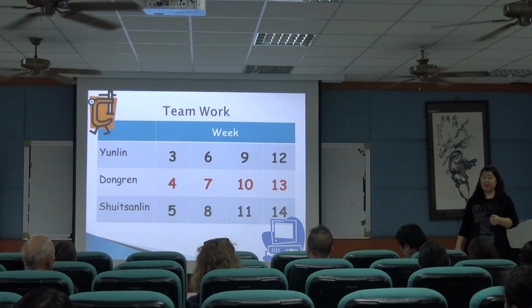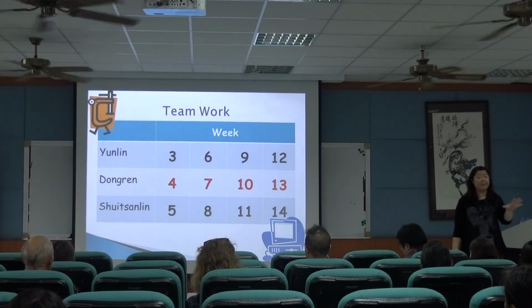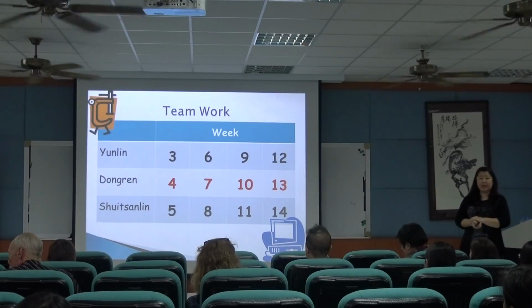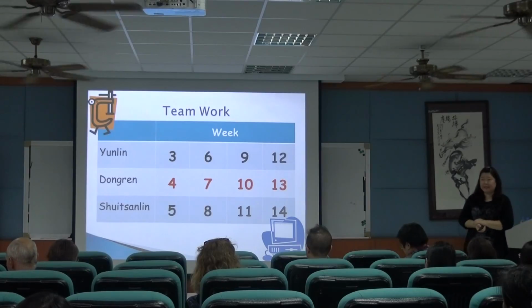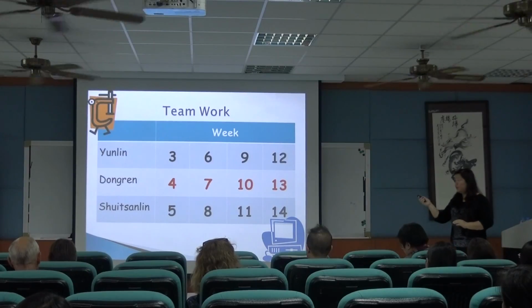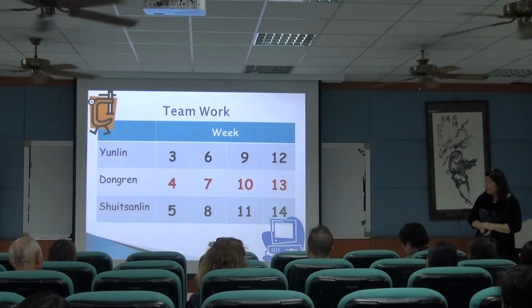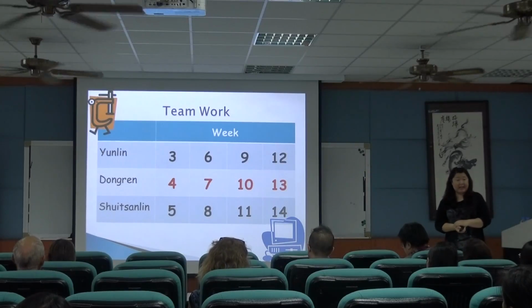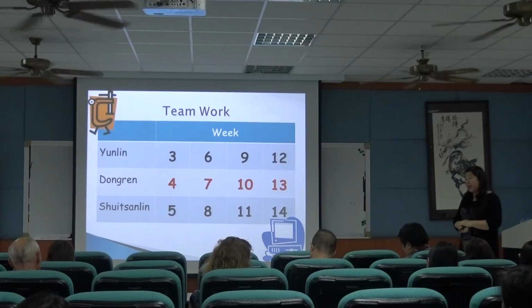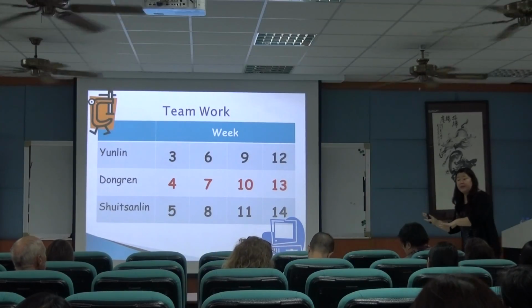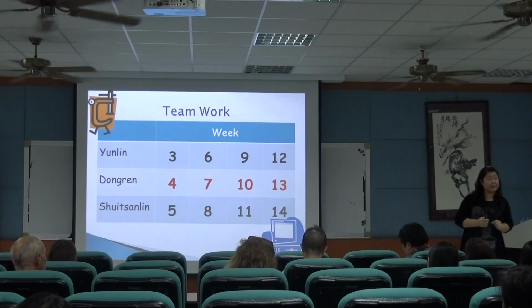Now, for the teamwork, we'll follow the same pattern as grade 3 and 4. That means for English, we will do weeks 3, 6, 9, and 12. For Dongren, we will do weeks 4, 7, 10, and 13. For Suitanlin, we will do weeks 5, 8, 11, and 14. Okay? So we will stop here for a while and take a look at the syllabus.